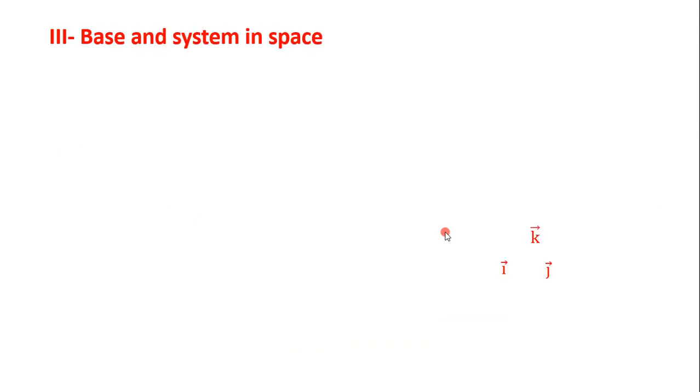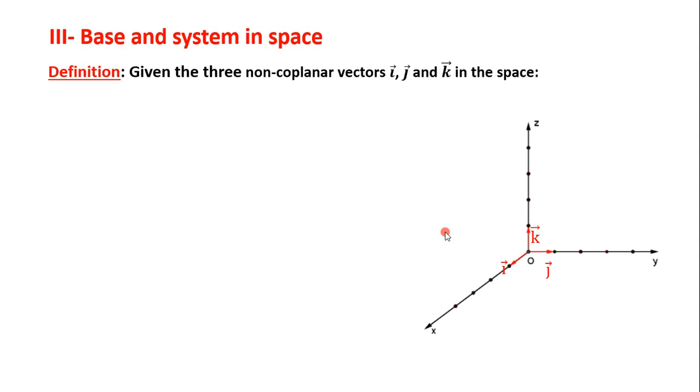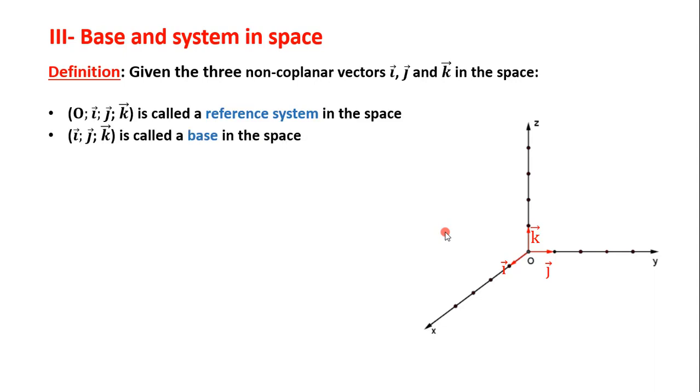Base and system in space. So given the 3 non-coplanar vectors i, j, and k in the space, OIJK is called a reference system. The triplet i, j, k is called a base in the space.